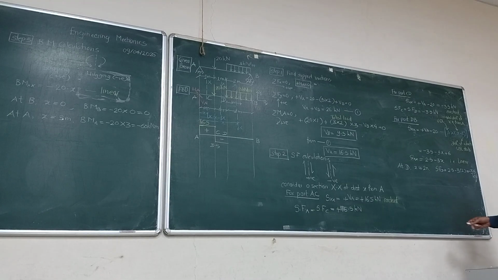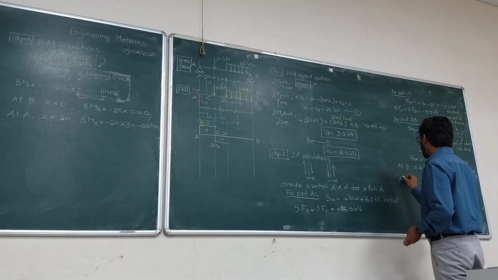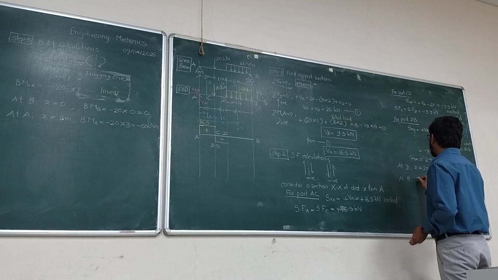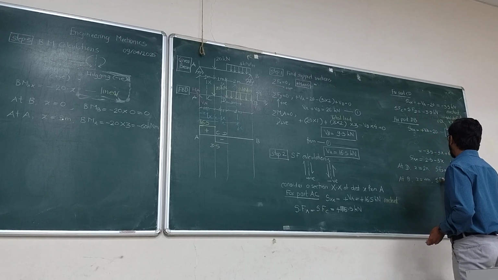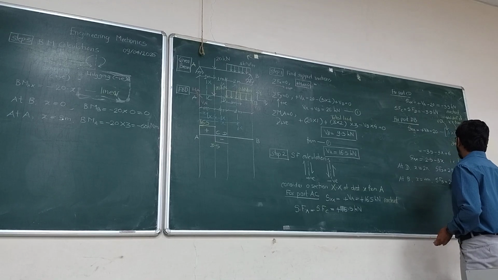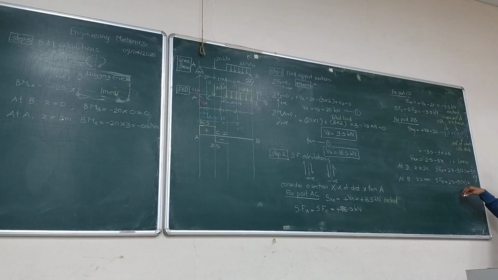So you have got the value of shear force at D as minus 3.5. Then at B, x is equal to 4 meters. Shear force at B is equal to 2.5 minus 3 into 4. 2.5 minus 12, minus 9.5. Is it correct or not?